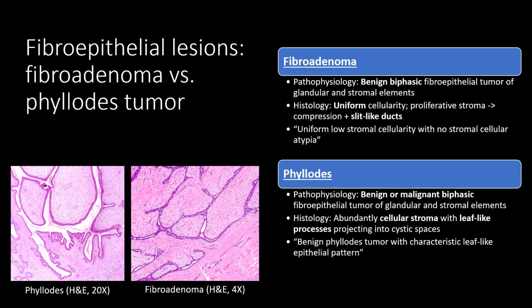So what about the fibroepithelial lesions? Well, we have two main types we're going to talk about here. So there's the fibroadenoma, which is much more common, and the phyllodes tumor.